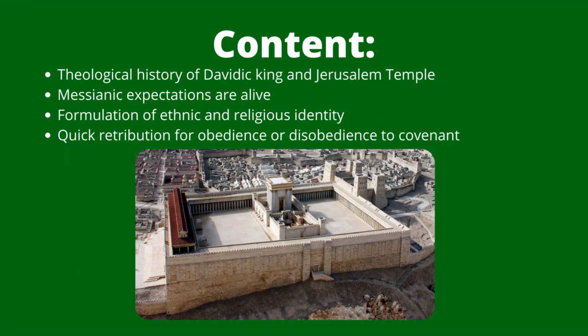The theological history of the Davidic king and the Jerusalem temple is found in First and Second Chronicles. Also, messianic expectations are alive, and so there is an expectation of the Messiah to come. Of course, in Jewish tradition, the Messiah is still awaited with expectation. In Christian tradition, of course, Jesus is seen as Messiah. But in First and Second Chronicles, messianic expectations are alive.